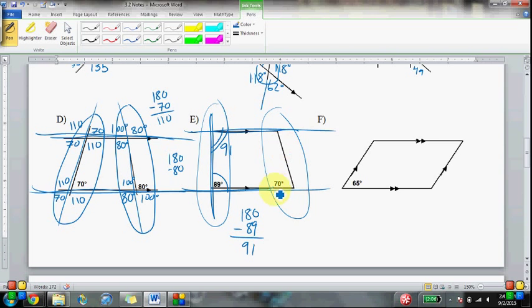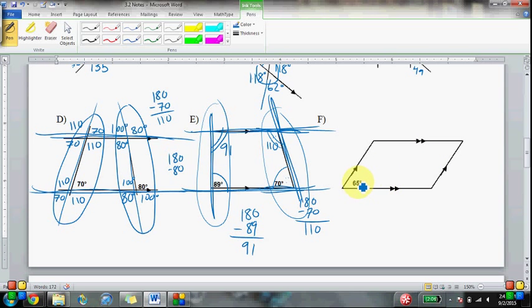And same thing over here with these angles. So this angle would be supplementary to this angle. So I take 180 minus 70, and I get 110 here. Because again, these are same side interior angles. This is my transversal. These angles are on the same side of the transversal inside these two lines.